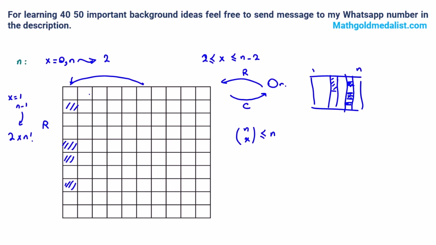Okay, so we can change the first column to any of the cases and choose x. And so in our original table we should have all of them. So n choose x is less than or equal to n.